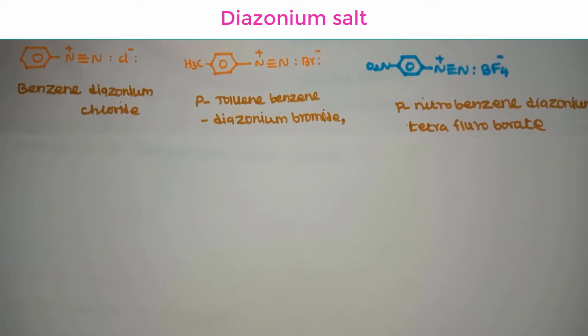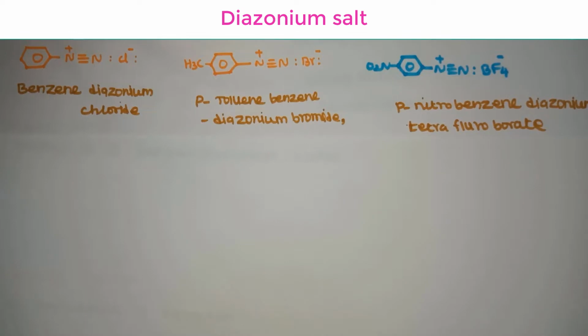Diazonium salt: when aromatic amines are treated with a mixture of sodium nitrite and concentrated hydrochloric acid, they give the diazonium salt. An example of a diazonium salt is benzene diazonium chloride, C6H5N2Cl.